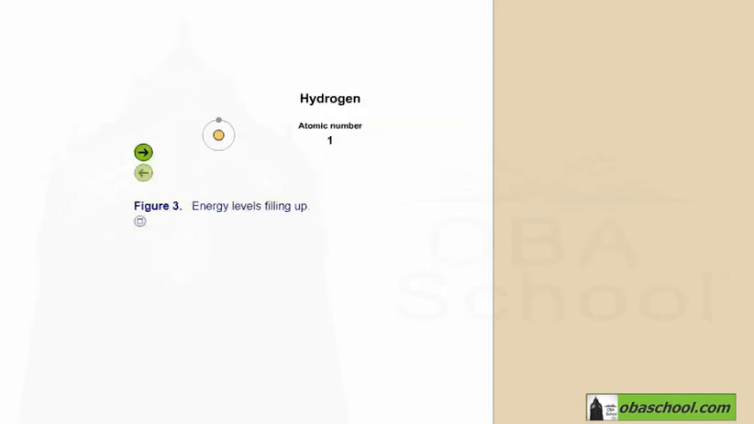Now let's go over the first 20 elements in the periodic table and check their electron configuration. So let's start with hydrogen. The atomic number of hydrogen is 1, so as a neutral atom it has 1 electron in its electron cloud.